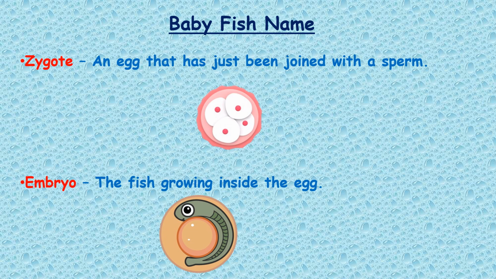When the sperm and egg come together, we call it fertilization, and that is the beginning of a new cell, new life. It begins to develop into an embryo after that, right? The embryo is an early stage of development of a new life, new cell. The fish growing inside the egg we call an embryo.